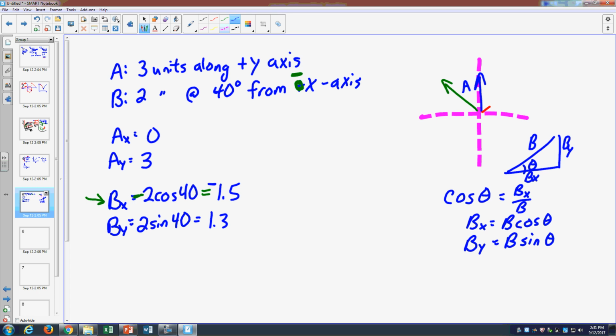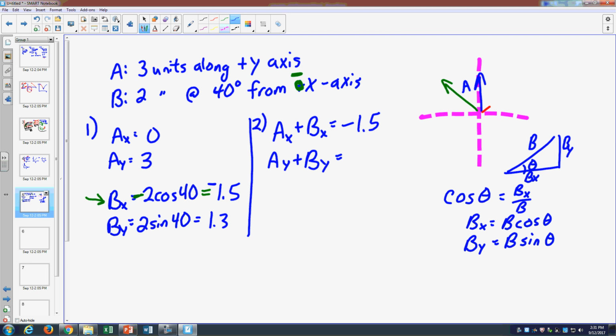Okay? So here, now that I have Bx, By, Ax, Ay, this is my first step. My second step is do Ax plus Bx. That's minus 1.5. Ay plus By. That's 4.3. And then if I want to know the magnitude, I say the square root of 1.5 squared. It's actually negative 1.5 squared plus 4.3 squared. And that'll give me the magnitude.